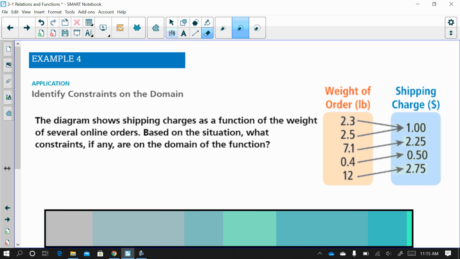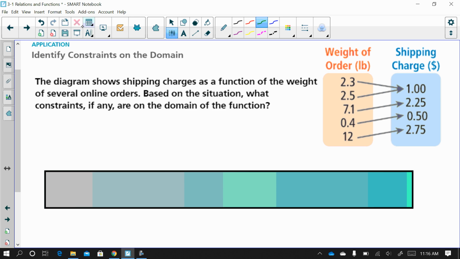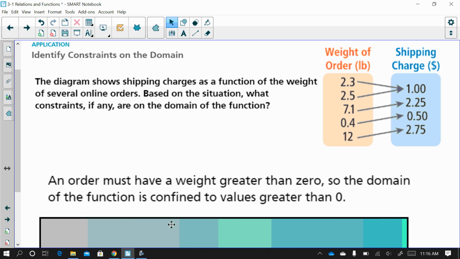Okay, well, let's think about this. Okay, I'm shipping a package. Okay, is there anything I can't ship for a weight? Well, an order must have a weight greater than 0. Okay, so the domain of the function is confined to values greater than 0.